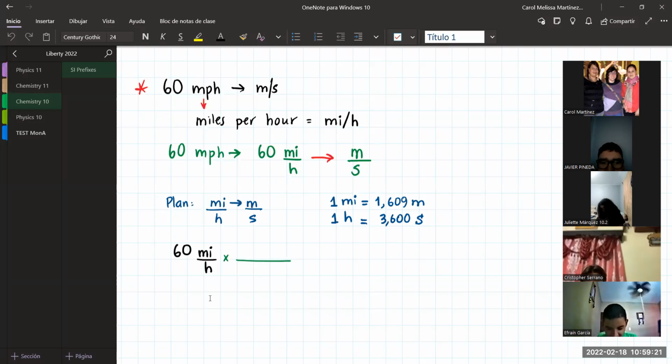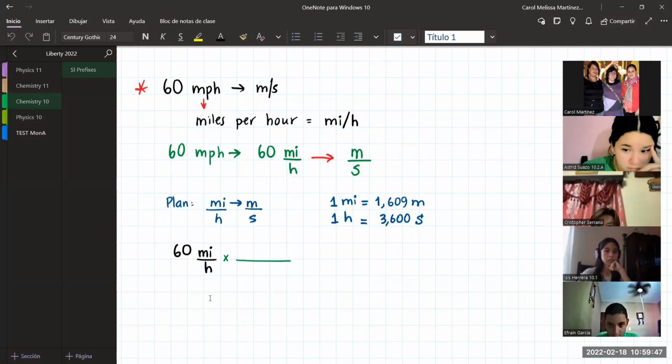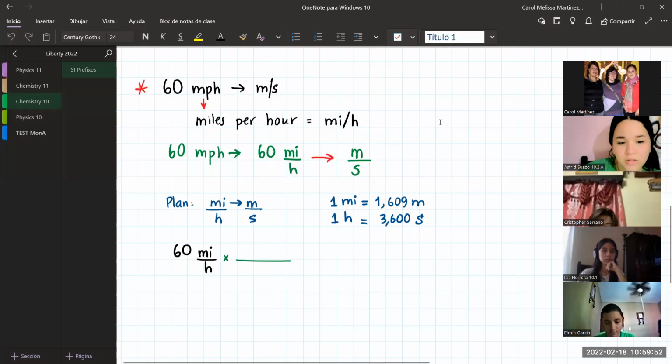It doesn't really matter, but it must be located in the right way. So imagine that I want to get rid of hours. In what place do I need to write hours? Up or down? Up, because hours is down, so it has to be in the top. So here I will locate my new hour.